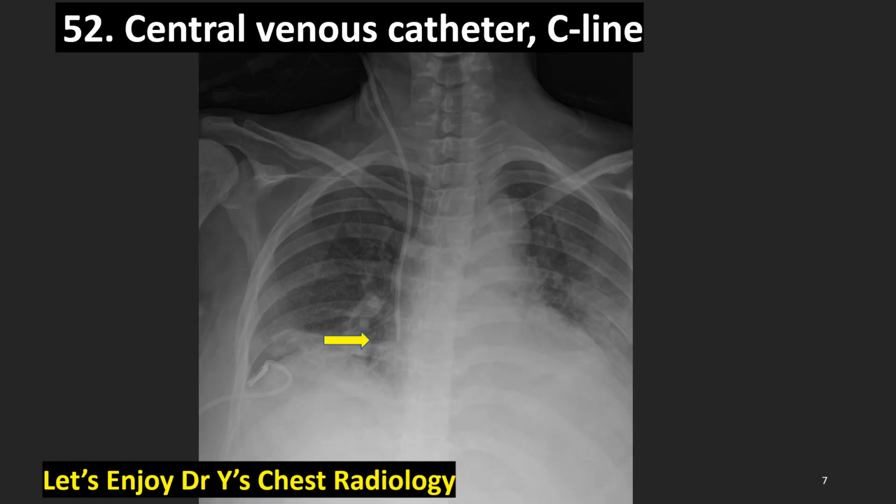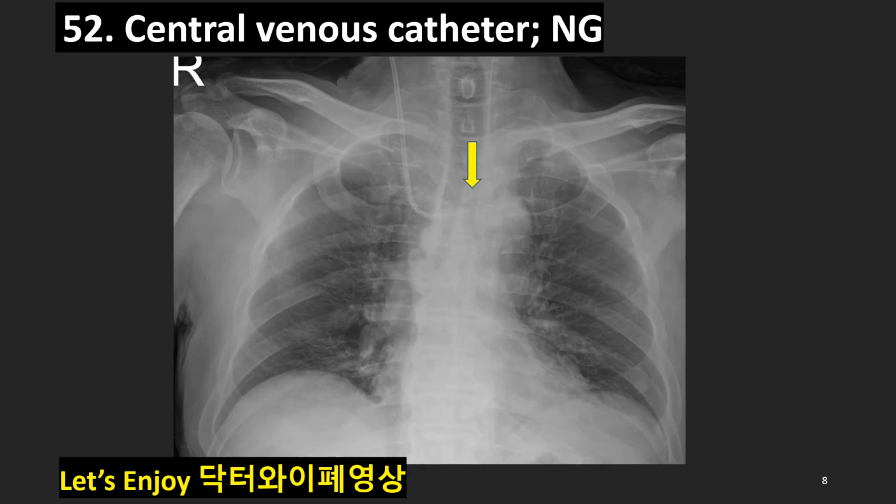This is a normal, good example of central venous catheter position. C-line placed in the operation room by the anesthesiologist through the right internal jugular vein. We also see a pigtail catheter for pleural fluid drainage. This tip position is no good. It goes from the right internal jugular vein into the left brachiocephalic vein. Wrong position.